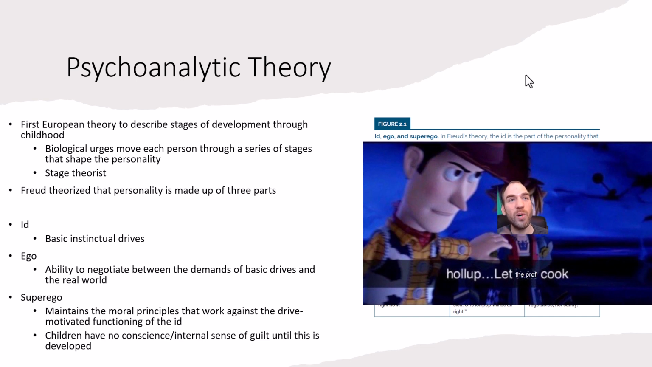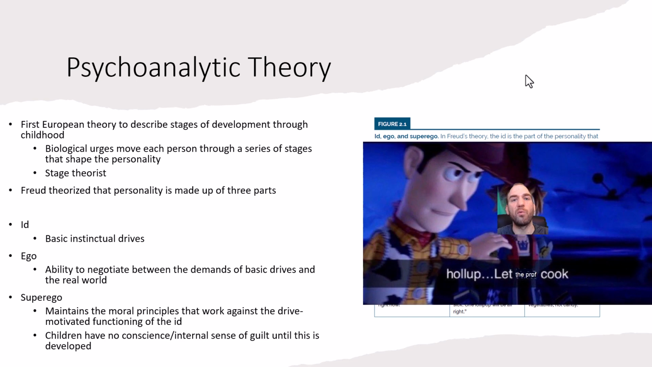Everything. If you ever have a quiz question and you're like, what theorist thought sexual, blah, blah, blah, it's going to be Freud. So it really focuses on these basic instinctual drives, in particular sexual drives. Ego, ability to negotiate between the demands of basic drives in the real world. So the idea is, yes, the id has unlimited demands of food and sexual needs, and the ego says, okay, listen, you can't eat 7,000 donuts today, instead eat 2 donuts. So negotiating between the demands of your basic drive and the real world consequences.